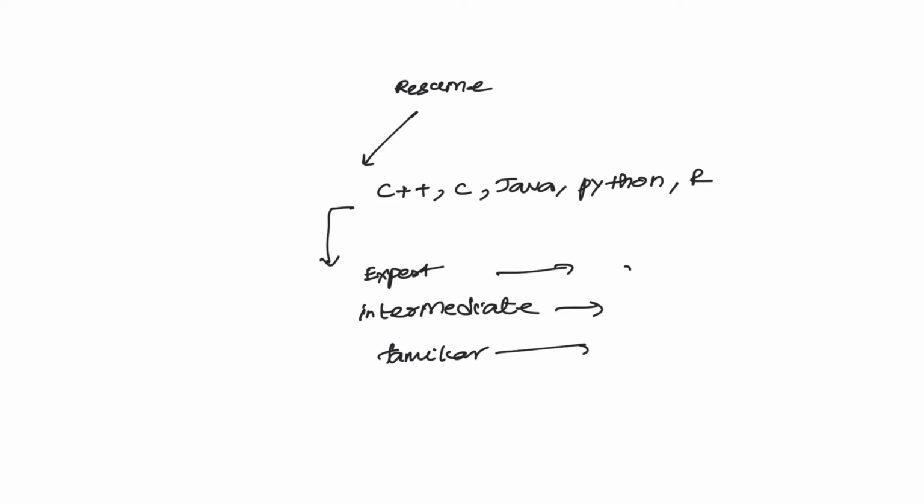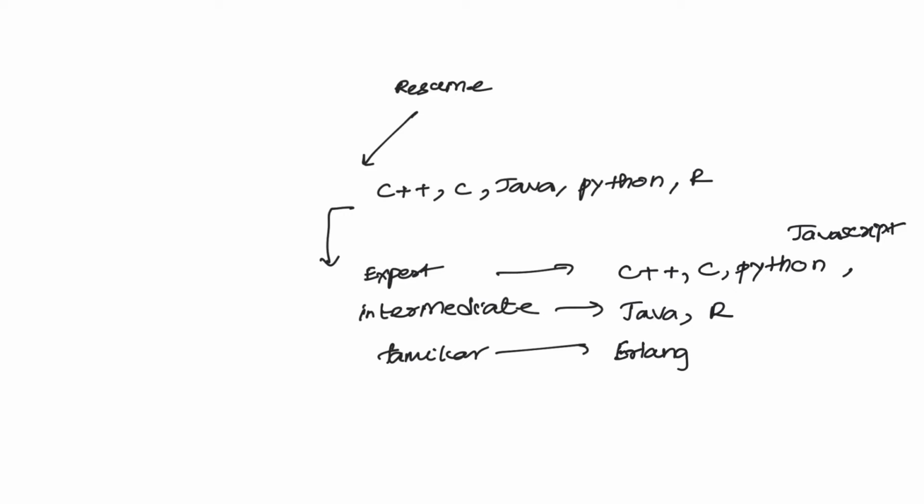So I can say I'm an expert in C++ and C, I'm very good. And in Python, I'm really good. In Java, I would say I'm an intermediate person. JavaScript, I'm very good as well. And for R, I would say I'm intermediate. And for some basic stuff, I'm familiar with, let's say, Erlang, and many other languages, Ruby on Rails, etc.